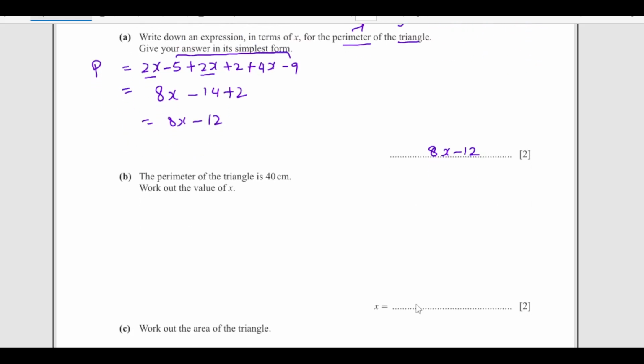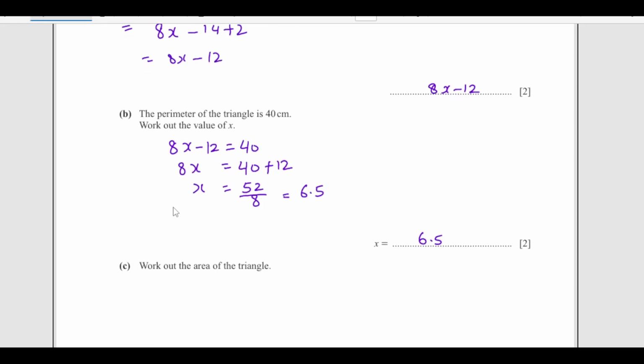The perimeter of the triangle is 40 centimeter. Work out the value of x. So, now this is the perimeter expression that we got. Now, we are given that perimeter is equals to 40, right. So, we just equate that and find the value of x. So, this is 40 plus 12, x is 52 over 8, comes out to be 6.5.